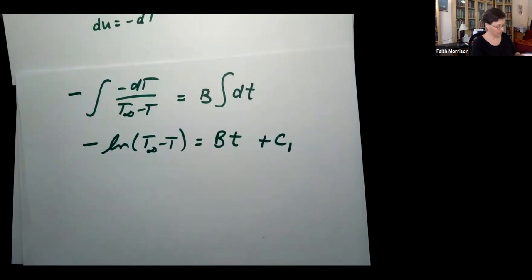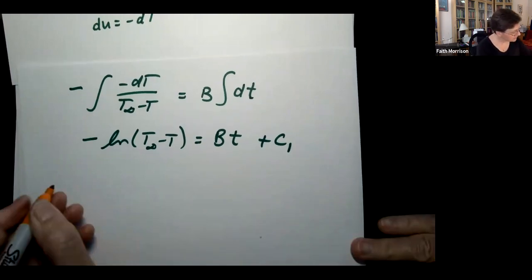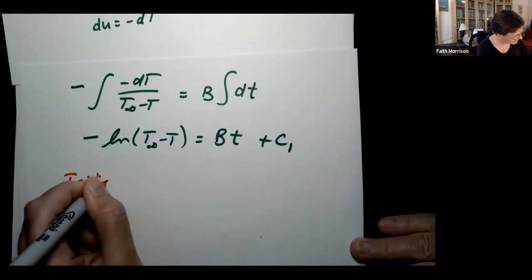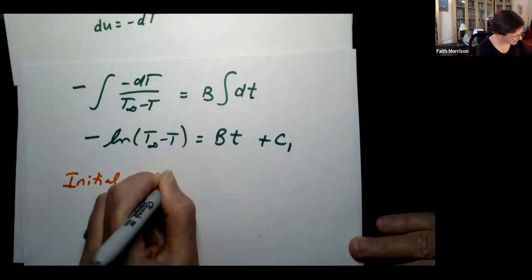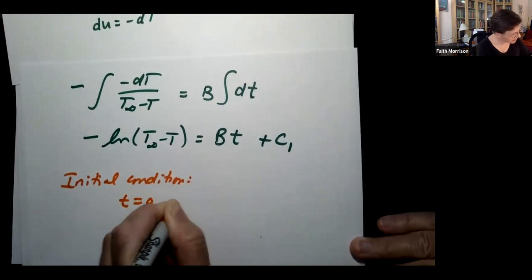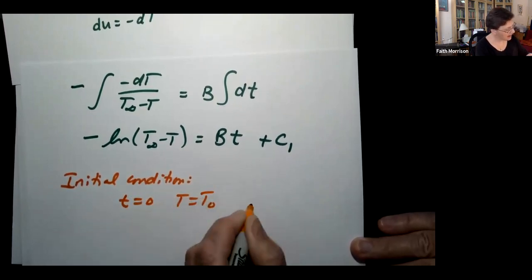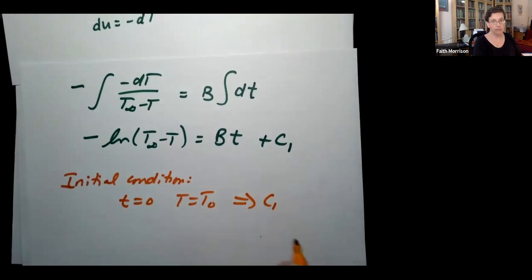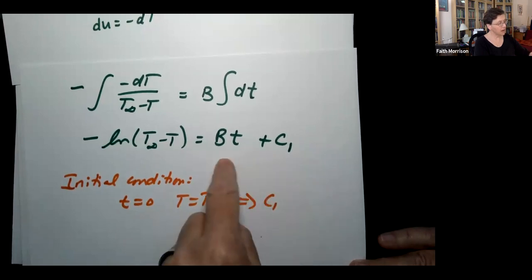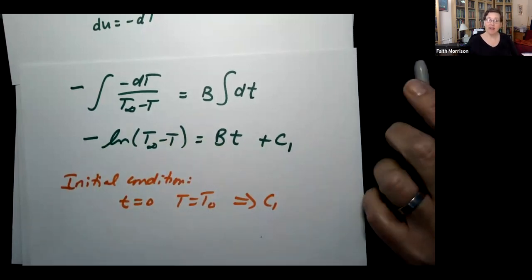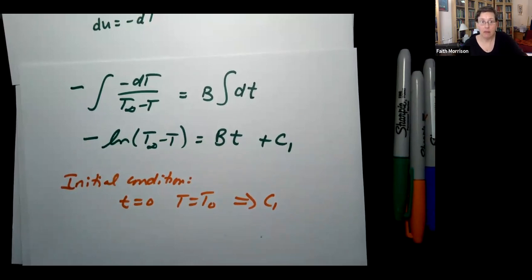So now we need some initial conditions. At t equals 0, the part is at T naught. So that means we can calculate C1. I can plug this in, calculate C1, put it back, and we have our final answer. Oh, I bet you that didn't work like that. Trying to be a little bit too clever.